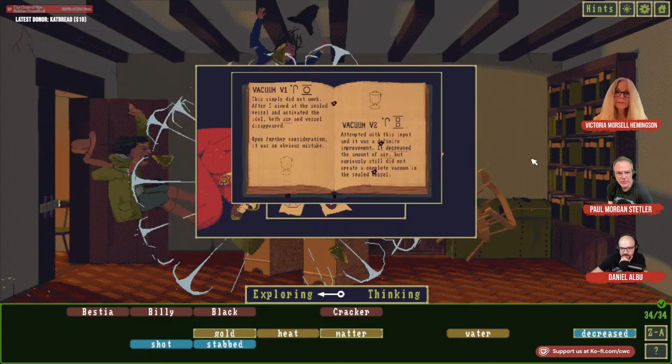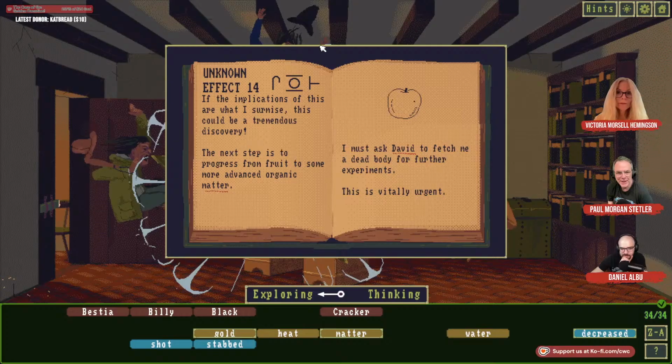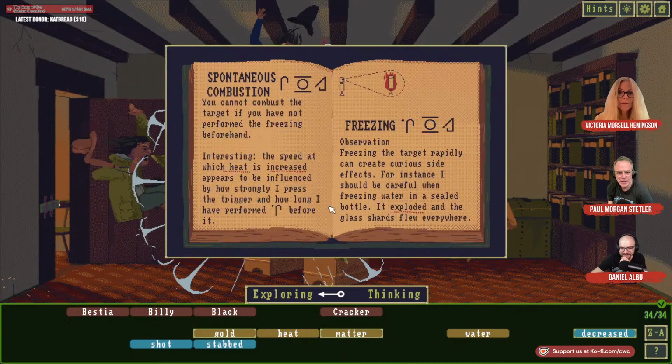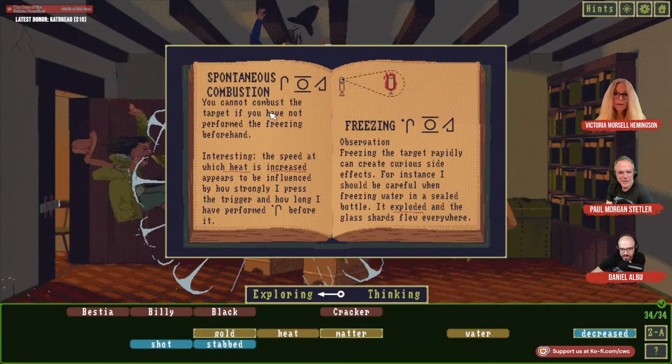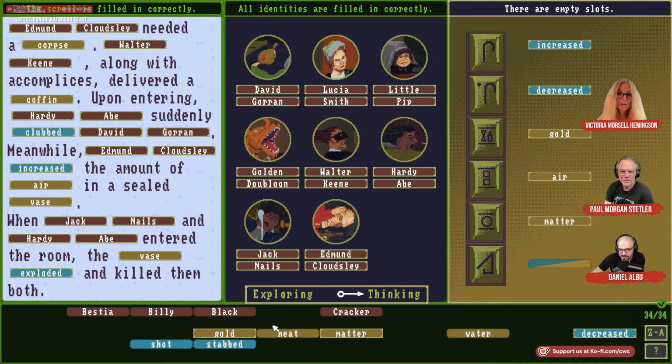Wait, we can move things around. Why heat? 'Cause I want to. Because I want to go home. It's got to be heat or water, and nothing's freezing. Okay, so here we have the speed at which heat is increased. So this is increase matter and heat. Because the heat is increased.